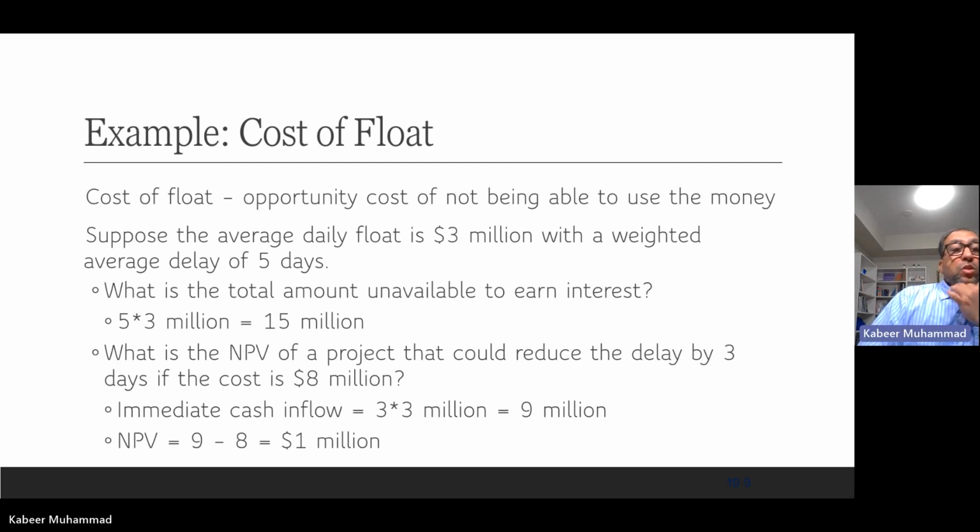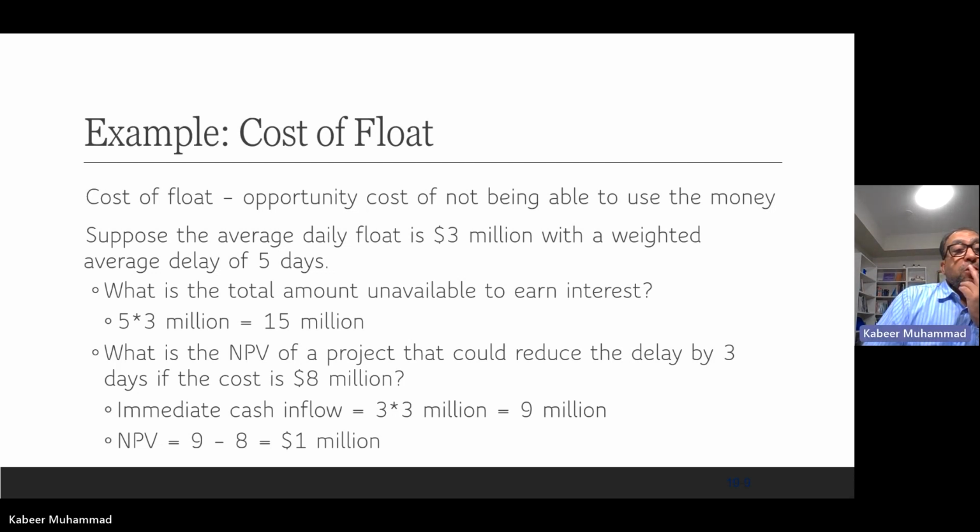So what is the NPV of a project that can reduce the delay by 3 days if the cost is 8 million? The immediate cash inflow with the decrease in 3 days is 9 million. You see why? Because we are reducing this. The average daily float is 3 million for 5 days. Reducing the delay by 3 days means reducing to 2 days out of 5 days. So how much are we saving? We are saving 3 days times 3 million. So we are saving 9 million in float.